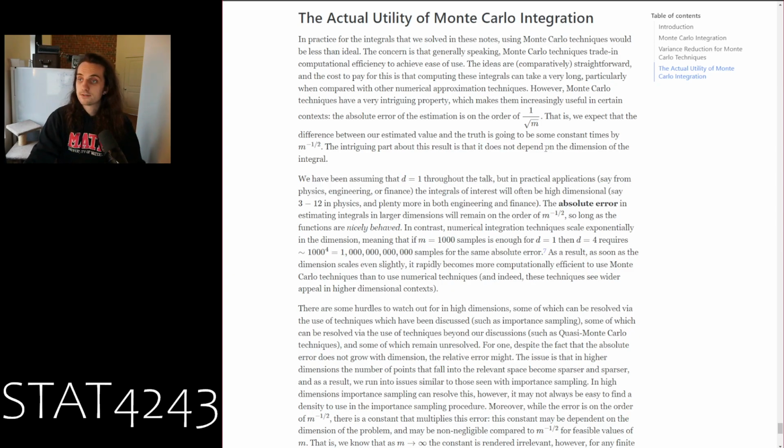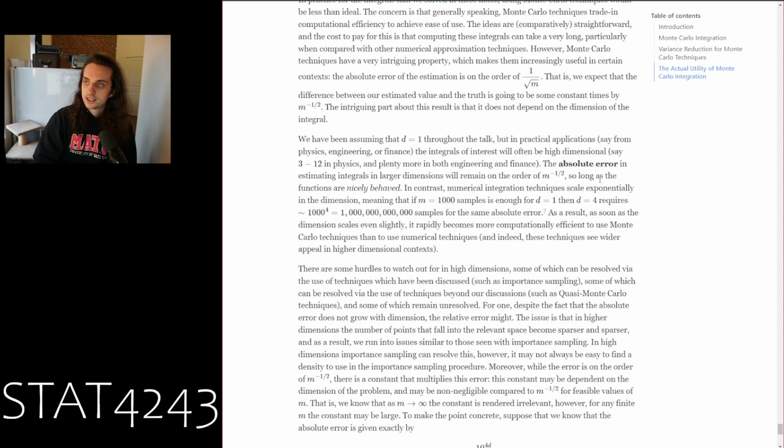And the reason for it is that almost always the other forms of numeric integration are going to depend on the dimension. Generally speaking, numerical integration techniques scale exponentially. The example I'm giving here is that if m equals 1,000 samples is enough in 1 dimension, then if you go to 4 dimensions, you require 1,000 to the power of 4, a trillion. Count out the zeros there for yourself.